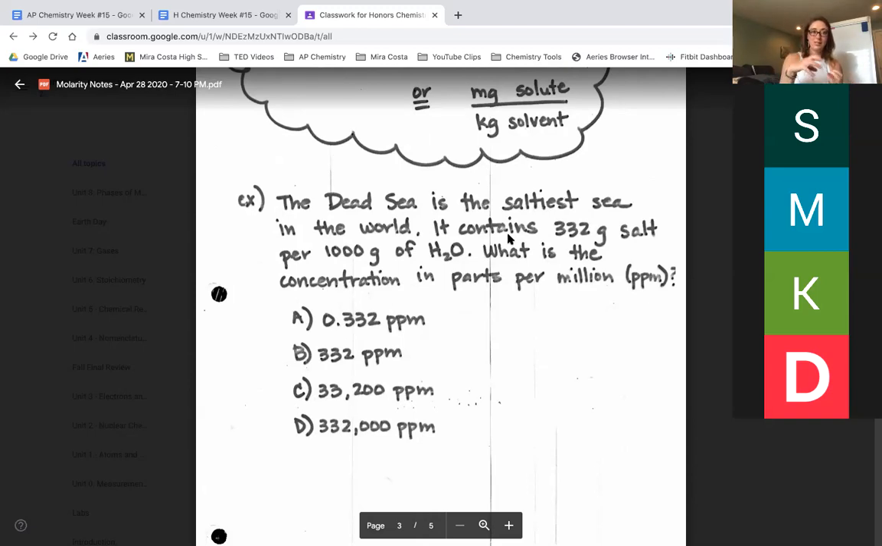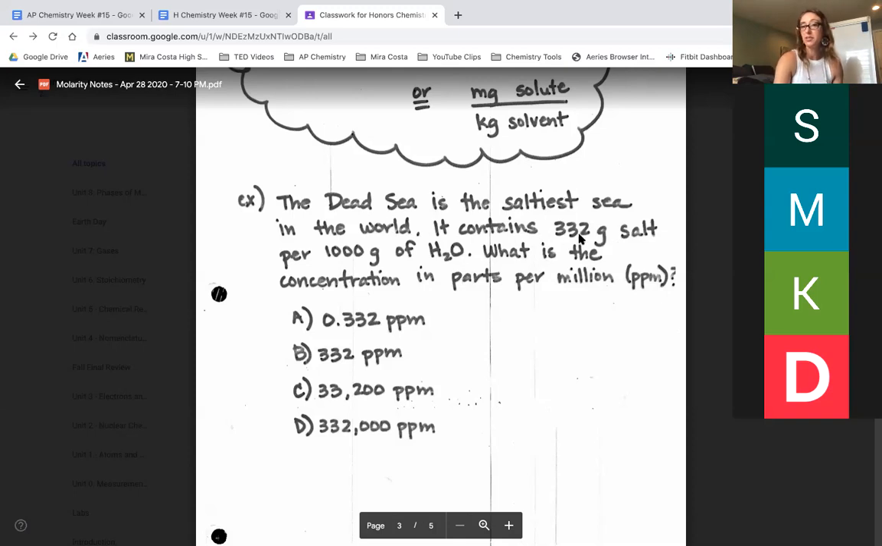It's such a salty solution that you actually just bob up and down. You don't even have to try to float in the Dead Sea. You just automatically float because it's such a concentrated body of water. You can't sink if you tried. So if you've ever been to the Dead Sea, you've bobbed in the Dead Sea. Anyway, the Dead Sea is the saltiest sea in the world.